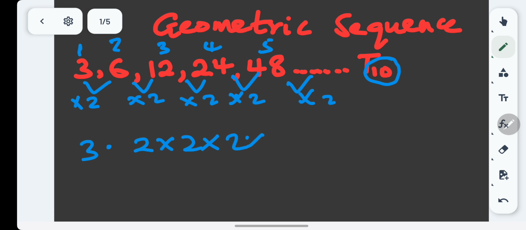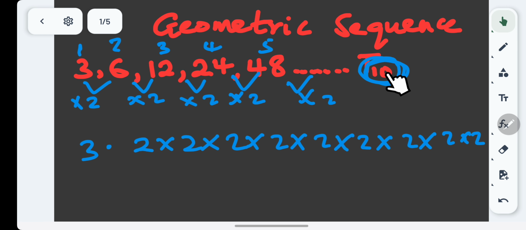So how many times are we multiplying by the 2? 9 times. If your answer was 9, that's correct. So why are we multiplying 9 times? 1, 2, 3, 4, 5, 6, 7, 8, 9 times. Because we are looking for the 10th term. We already have the first number 3, which means we need 9 multiplications to make the total 10 terms, right?